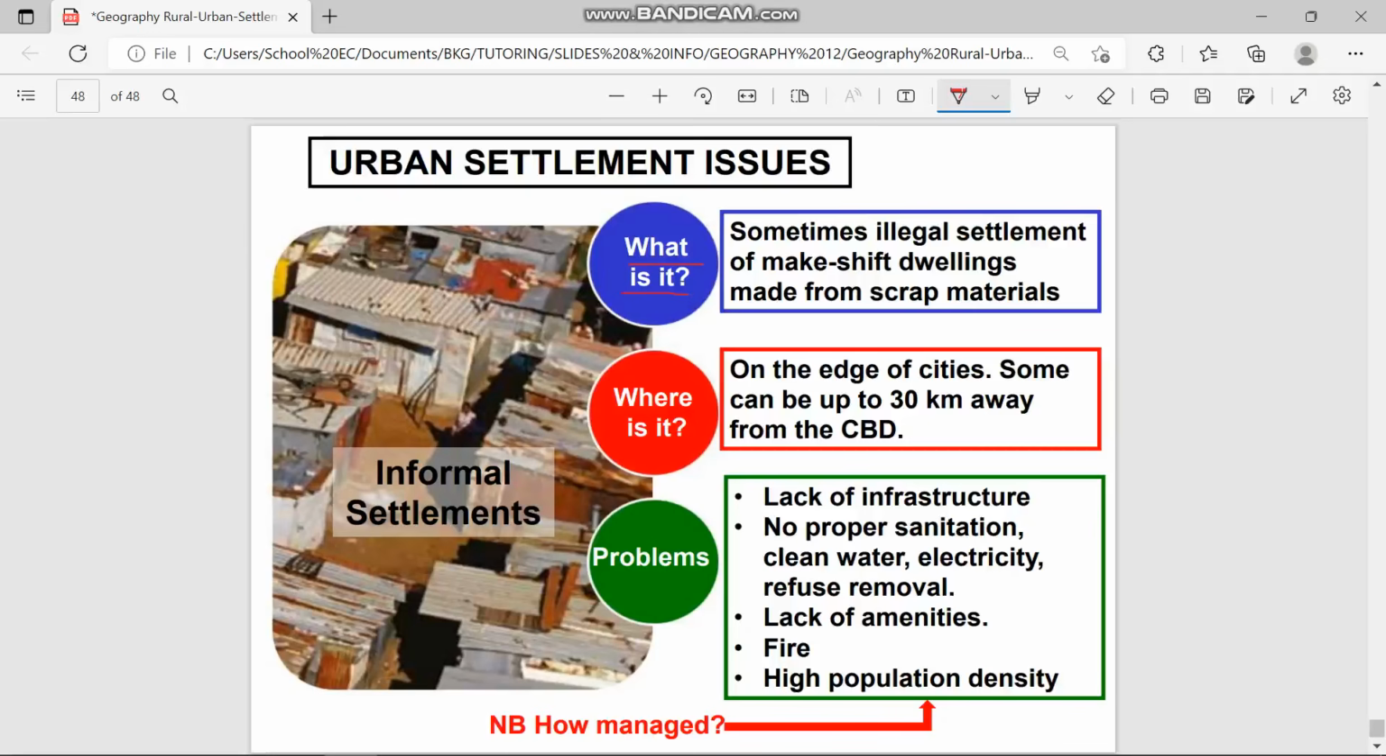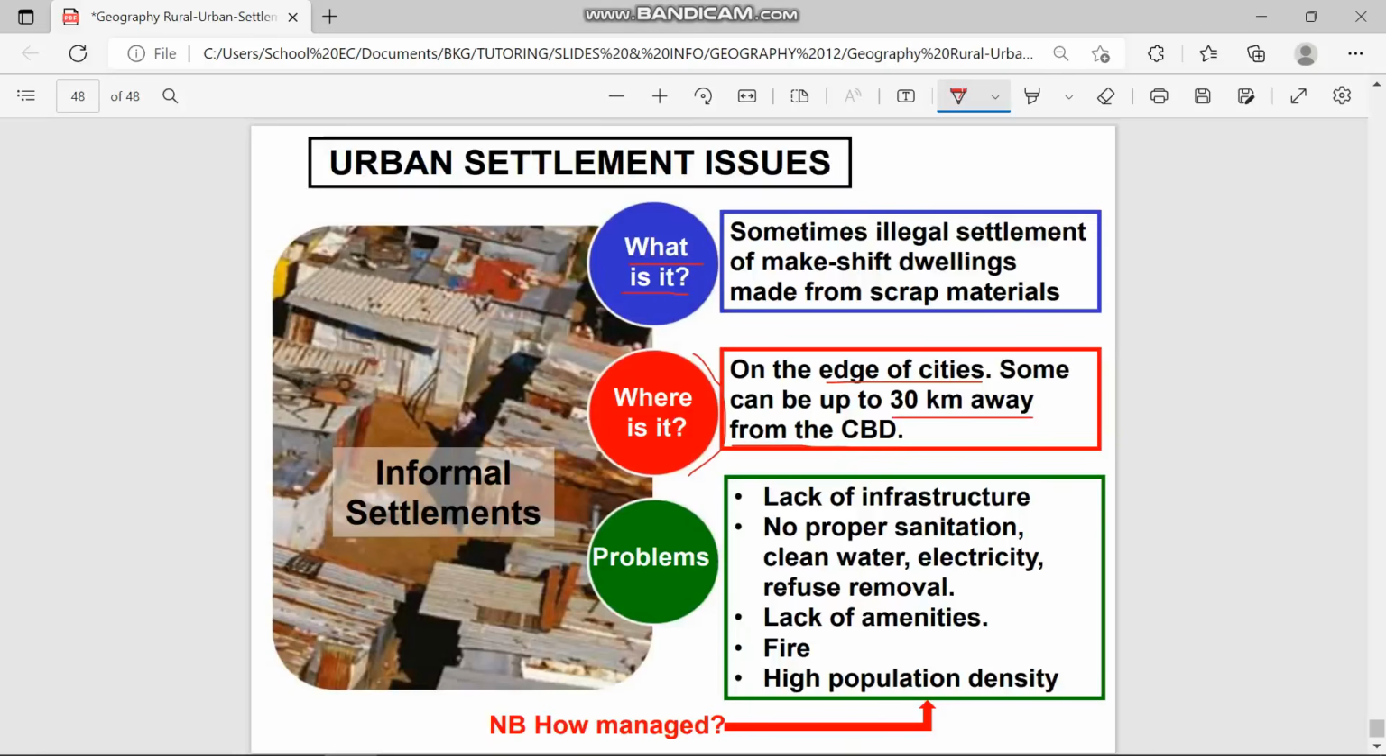Where is it? On the edge of the city, as we already discussed. Sometimes it can be up to 30 kilometers away from the city. For instance, Khayelitsha is maybe 30 kilometers away from the Cape Town CBD. That's an example. Or maybe Kayamandi is 30 kilometers away. Let me use Kayamandi as an example.